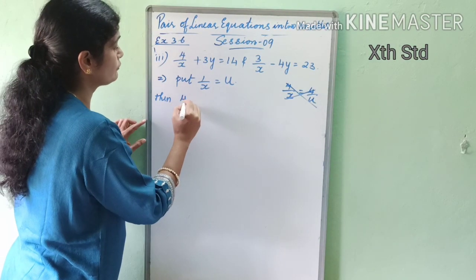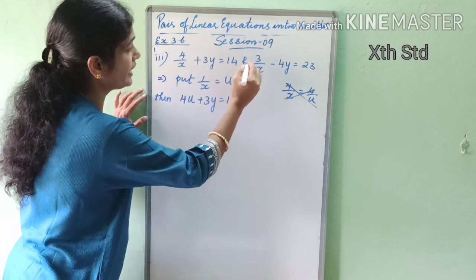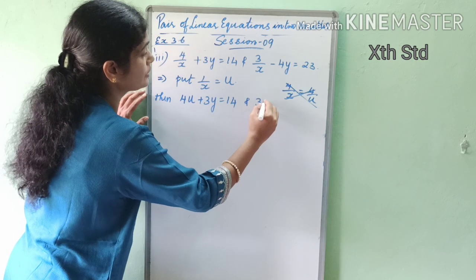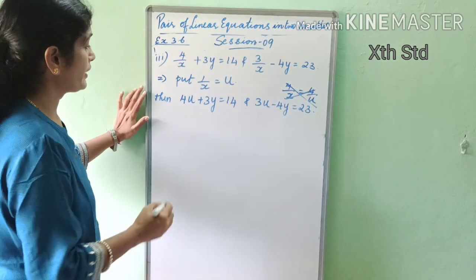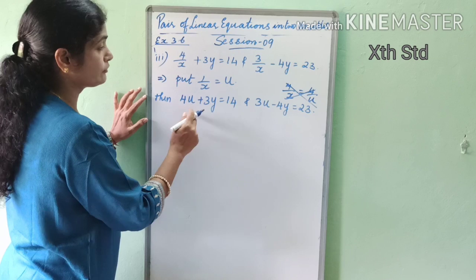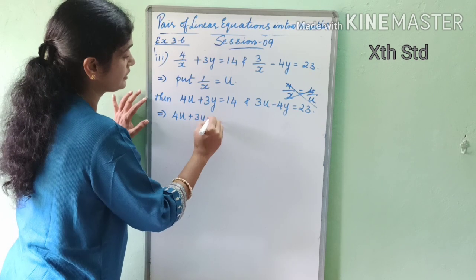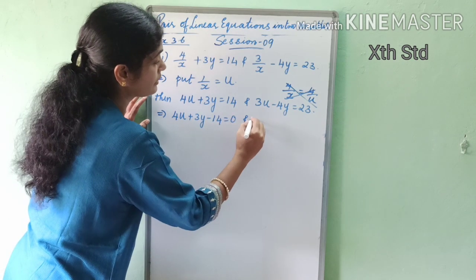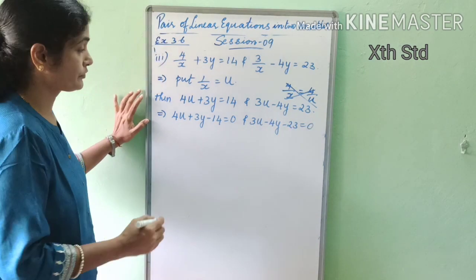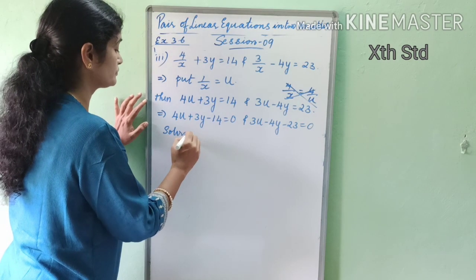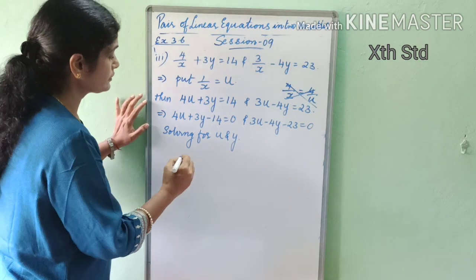So then it becomes 4u plus 3y is equal to 14, and this side 3u minus 4y is equal to 23. Fine. Then you can use any method for solving it. Now they are in the standard forms, that is 4u plus 3y minus 14 equal to 0 and 3u minus 4y minus 23 equal to 0. Solving for u and y by cross multiplication.